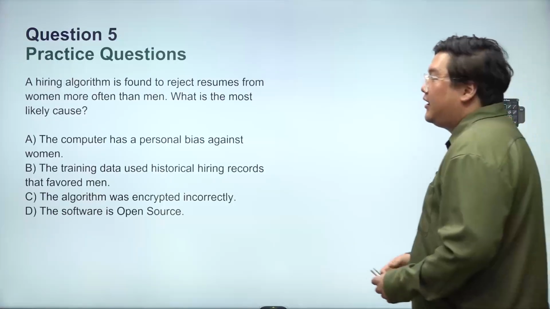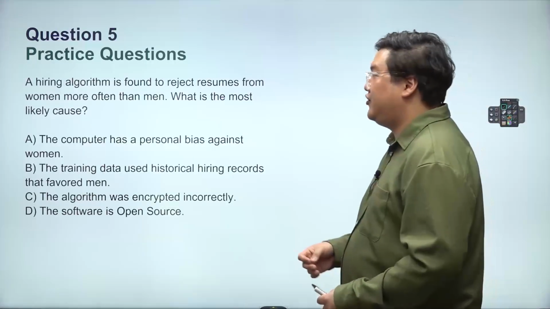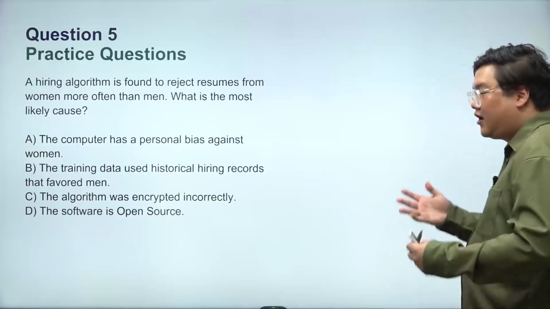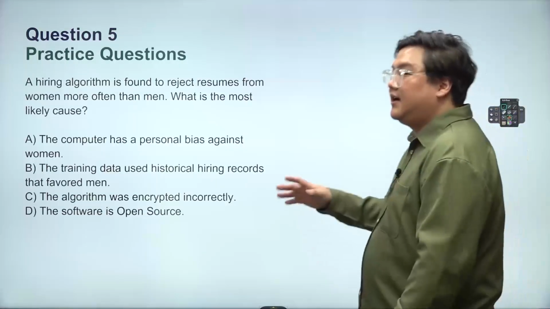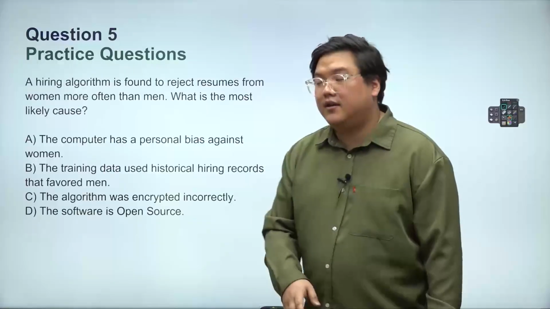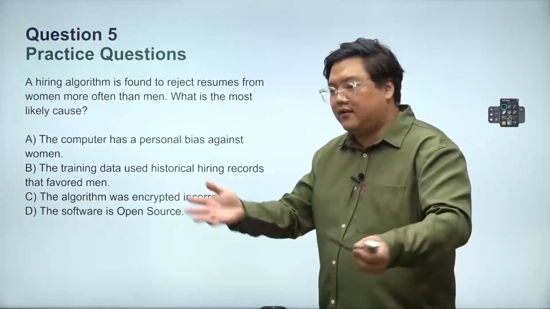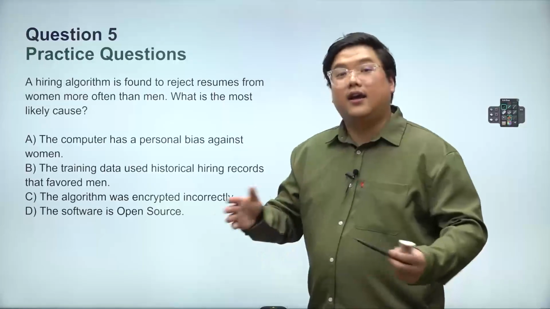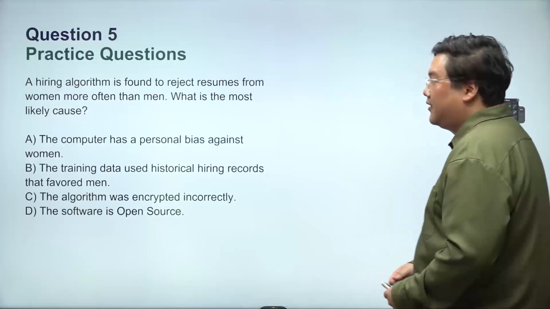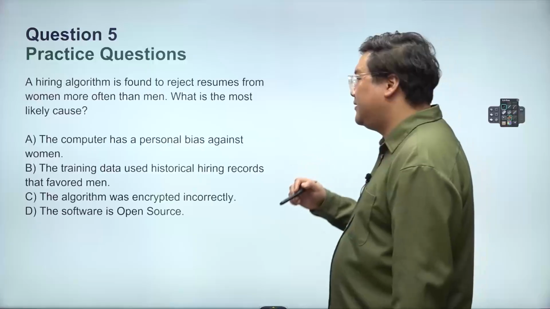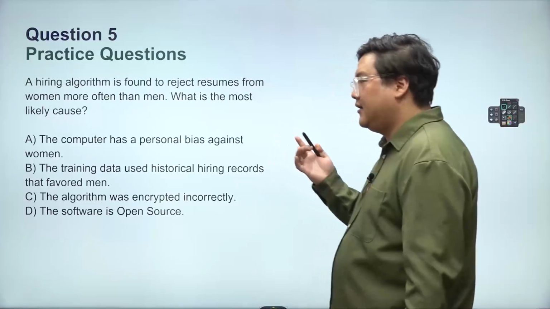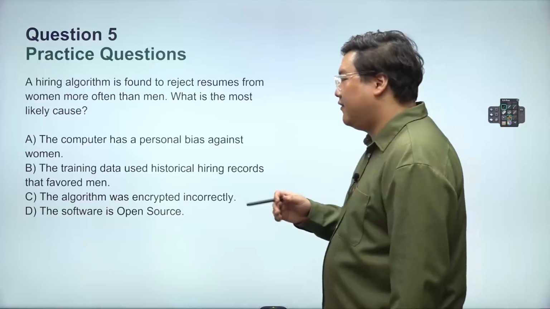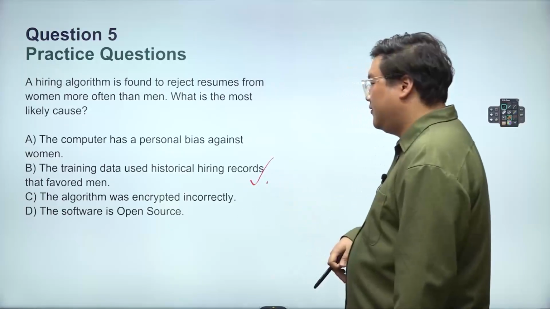All right, and a hiring algorithm is found to reject resumes from women more often than men. What is the most likely cause? So these are the typical types of questions that will appear on the exam. We have a case like this. So what do you think is wrong? Or what's the source of the problem? So, the computer has a personal bias against women. The training data used historical hiring records that favored men. And that looks the most likely, right?